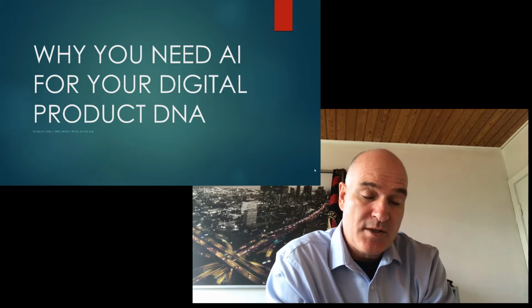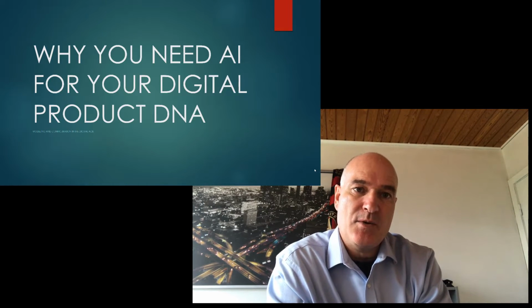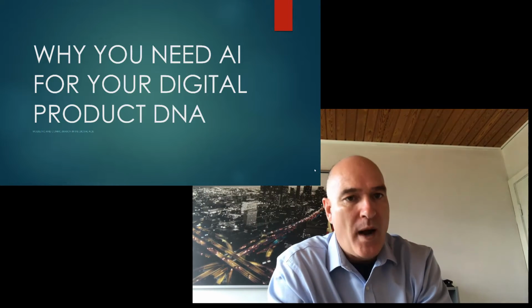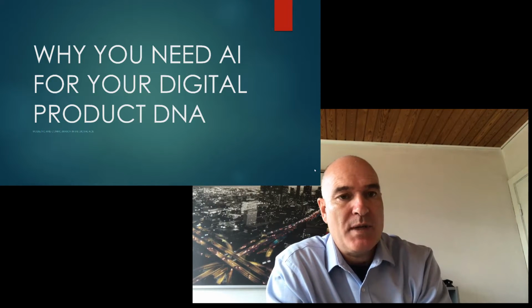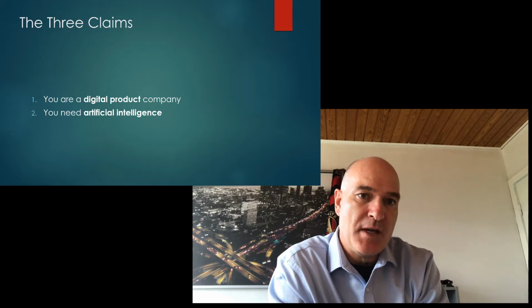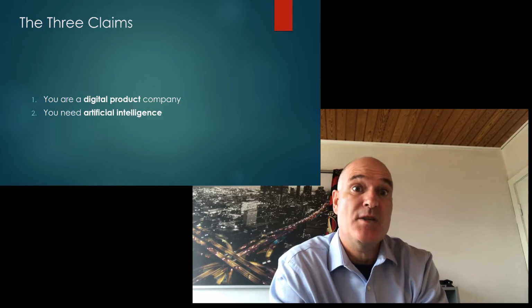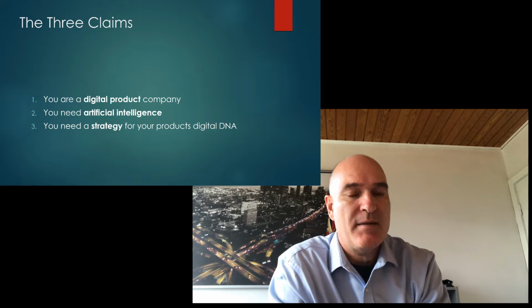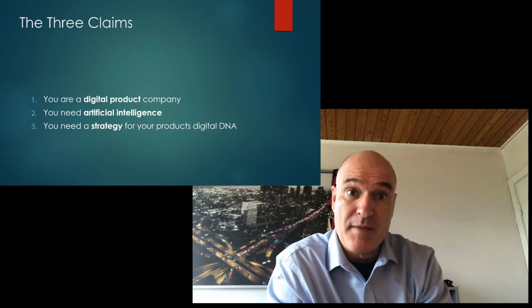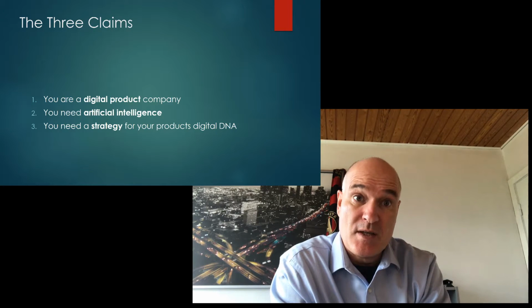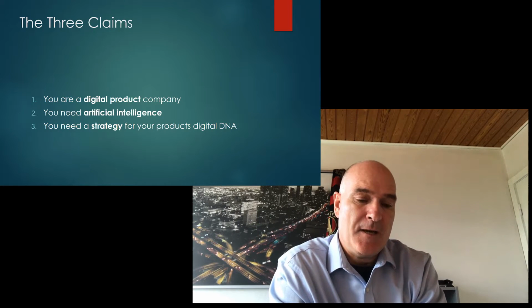In this short session, we will take a look at how you can use artificial intelligence, AI, and why it is so important for us to be able to use AI with our digital complex products. We will revisit the 3 basic claims. First, that you're a digital product modeling company. The second, that you need AI. And we will end by the final and third claim, that you need a strategy for your digital product DNA.